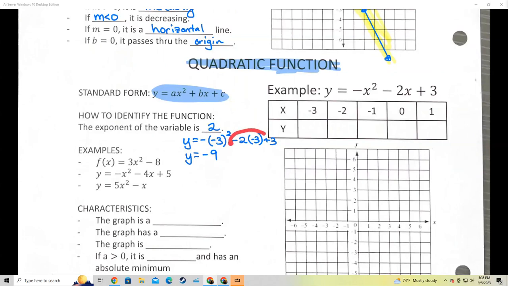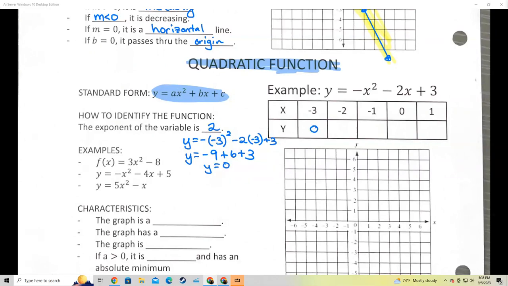On this next one, you have a -2 times a -3. That's going to give me a +6 plus 3. And now I have addition and subtraction, which I'm just going to go from left to right. -9 plus 6 is -3. -3 plus 3 gives me 0.